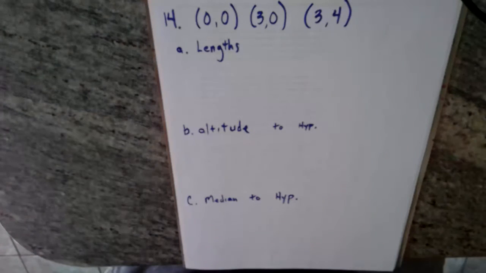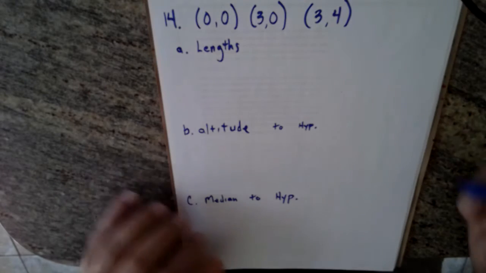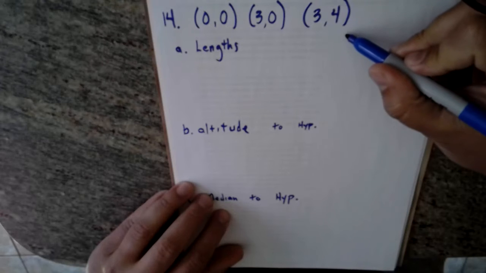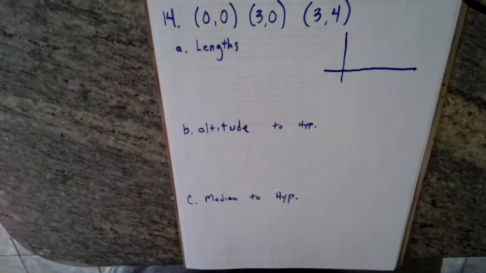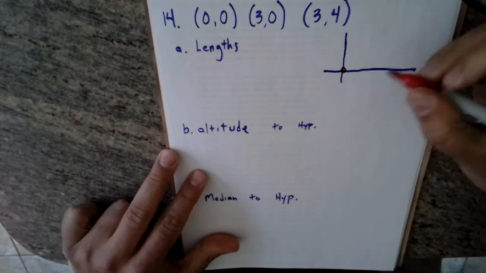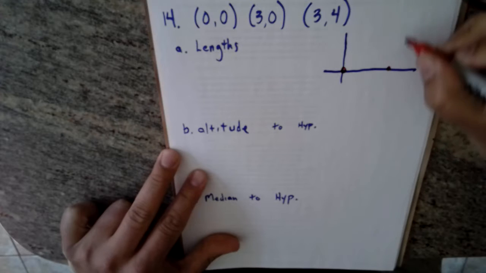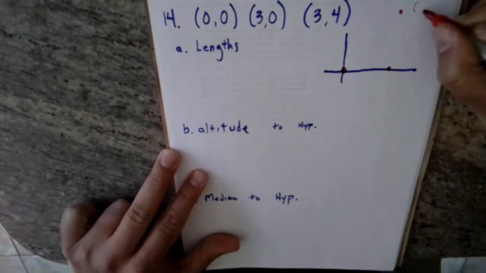Here's some help with number 14, okay? This is certainly going to be a tough question. Everything's in this positive quadrant, okay? I've got points at (0, 0), (3, 0), and (3, 4).